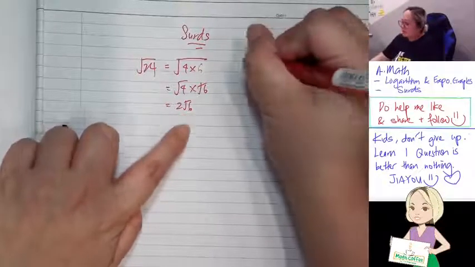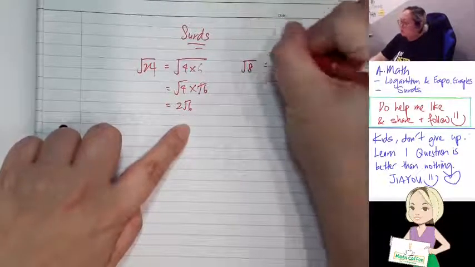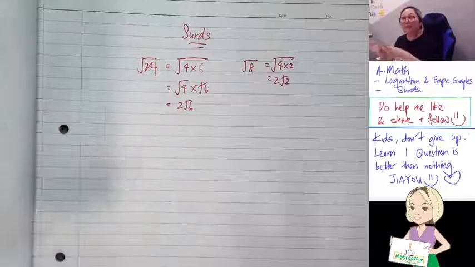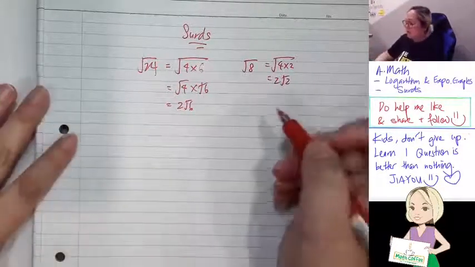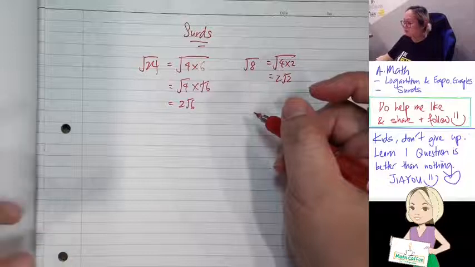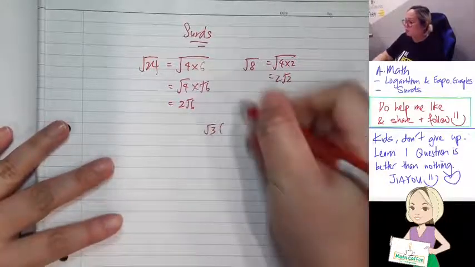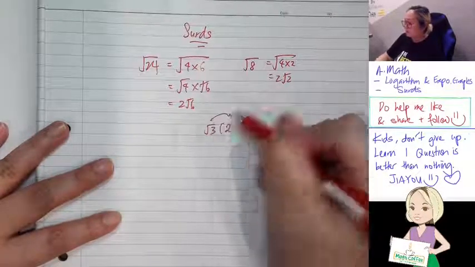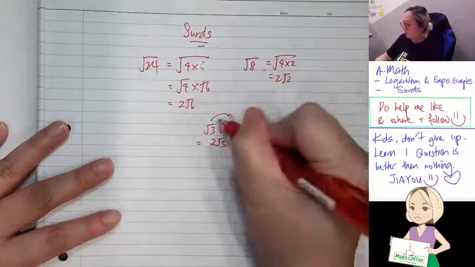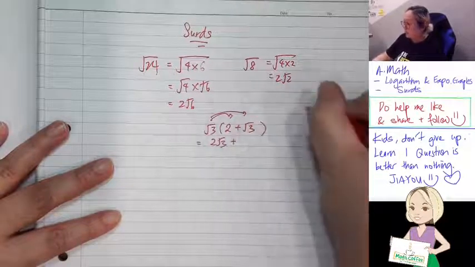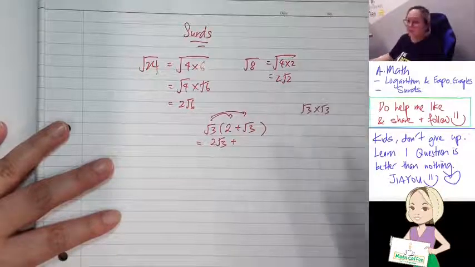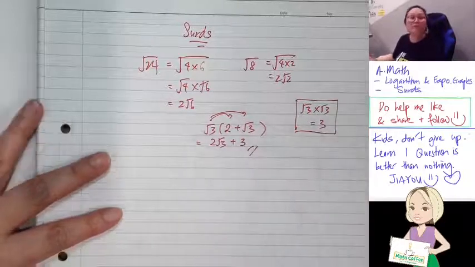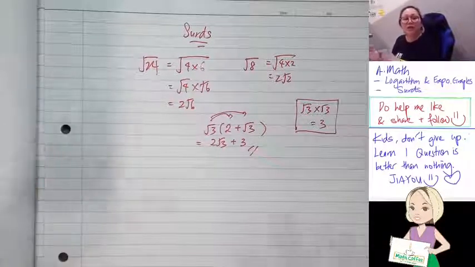You understand? Some more examples, let's say square root 8. We know it must be 4 times 2, so it's 2 square root 2. This is the basic. Okay? And what else? Let's say I today have square root 3. I want to multiply with, let's say, 2 plus square root 3. So this one times this one is just 2 square root 3. This one times this one, you need to know that square root 3 times square root 3 gives you 3. So this is how you manipulate surds.